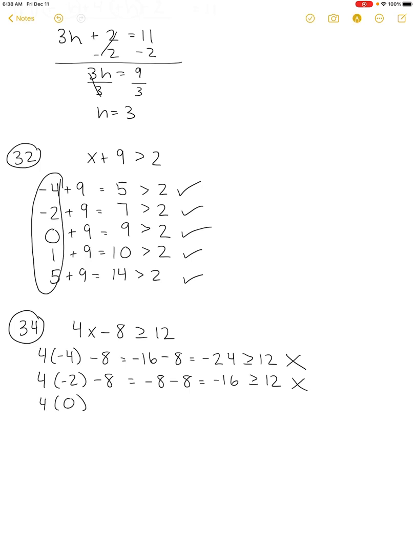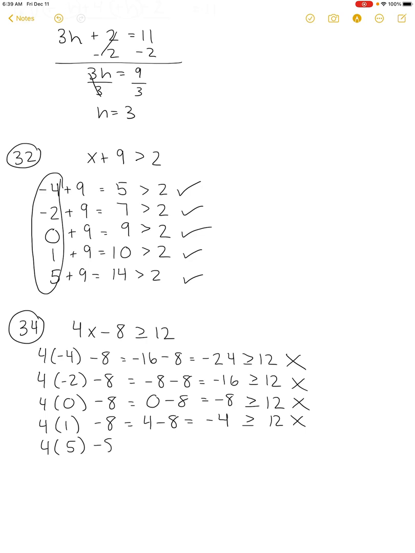4 times 0 minus 8. 4 times 0 is 0. Minus 8 is negative 8, which is not greater than or equal to 12. 4 times 1 minus 8 gives me 4 minus 8, which is negative 4. Still not bigger than or equal to 12. So try the last one.